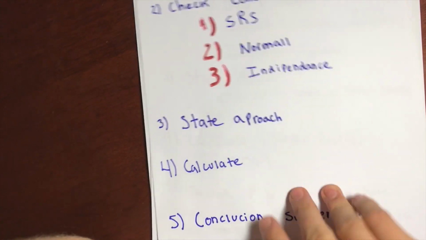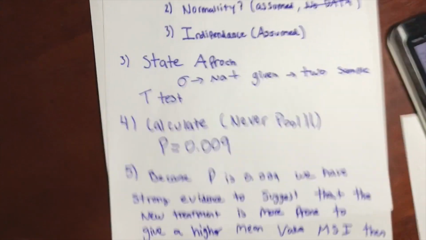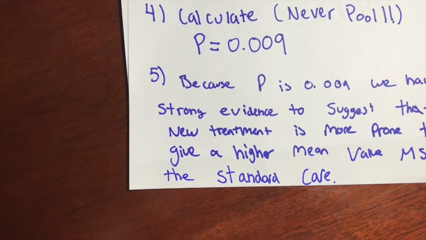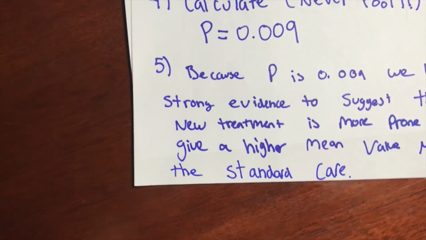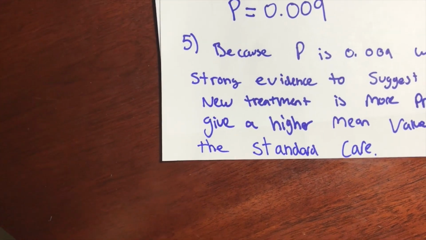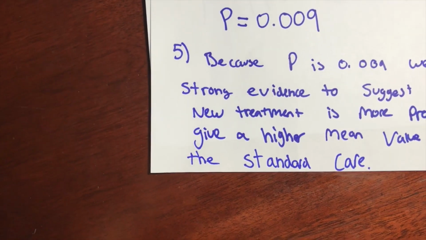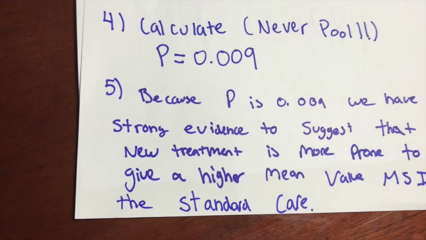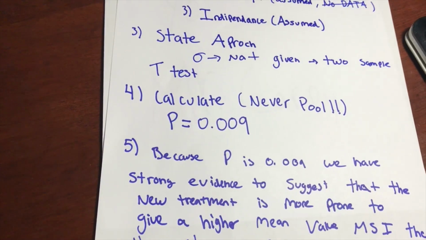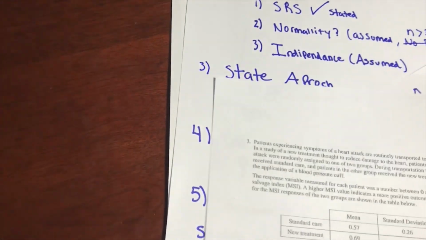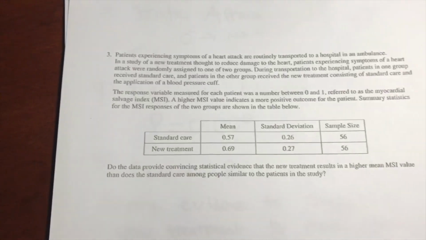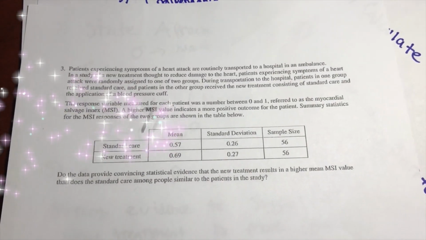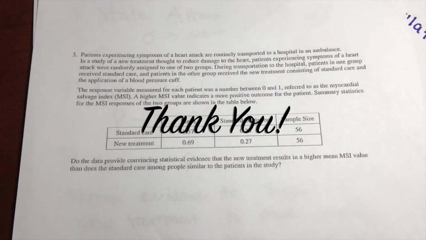Our last step is making a conclusion sentence. Our conclusion sentence in this case is saying, because p is 0.0069, which is really small, we have strong evidence to suggest that the new treatment is more likely to give a higher mean MSI value than the standard care. So that is basically what you have to do when getting a problem that involves two-sample tests. In this case, this was a problem presented, and I hope you guys liked the explanation and the steps to getting the right answer.